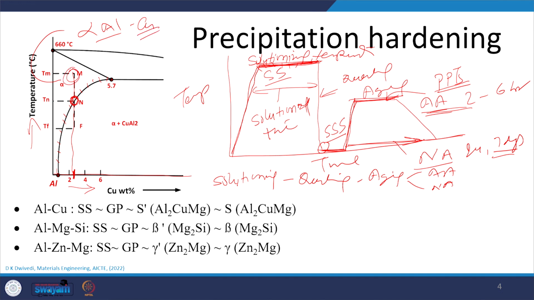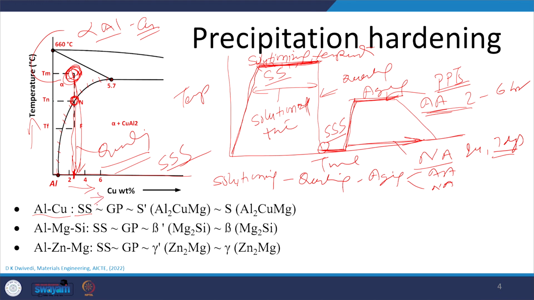Once the homogeneous solid solution of aluminum copper is formed, we do rapid cooling back to room temperature. This is called quenching. On quenching, we form the supersaturated solid solution. So, the aluminum copper alloy is heated, we get the solid solution, and then on quenching we get the supersaturated solid solution.